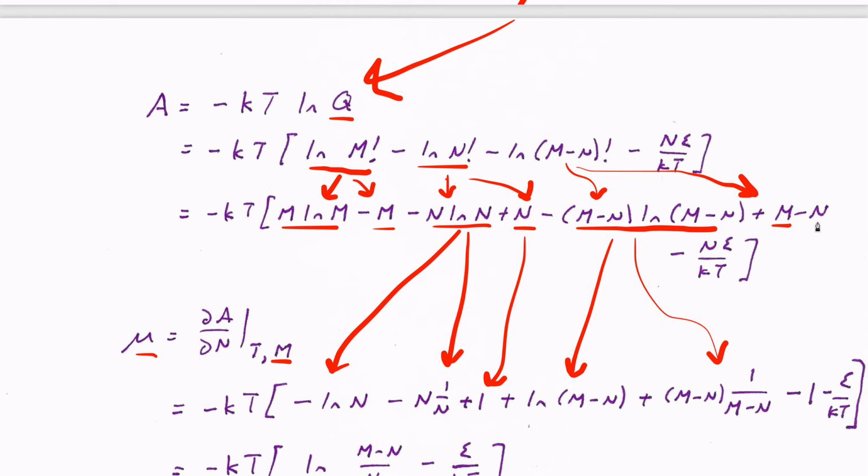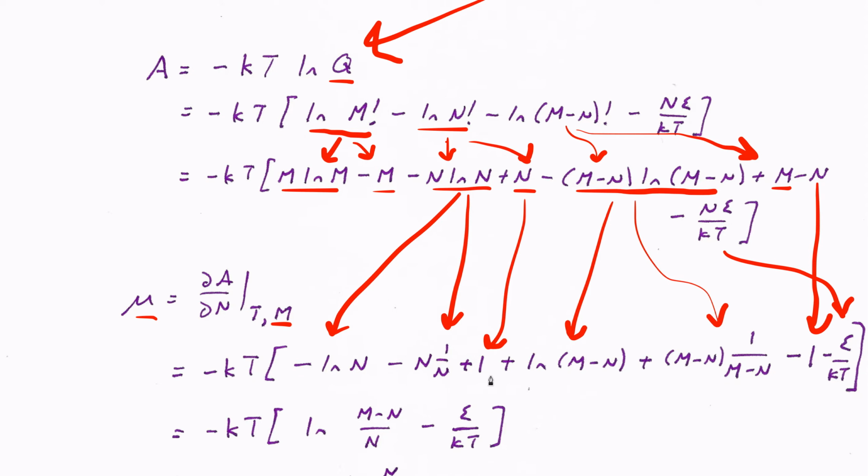This m goes away, the derivative of this n is negative 1, and the derivative of minus n epsilon over kT is, well, minus epsilon over kT. So those are all the terms in the derivative. Now I can do some cancellation.